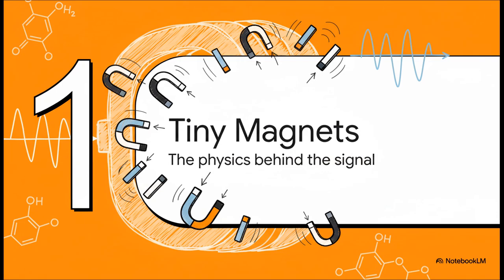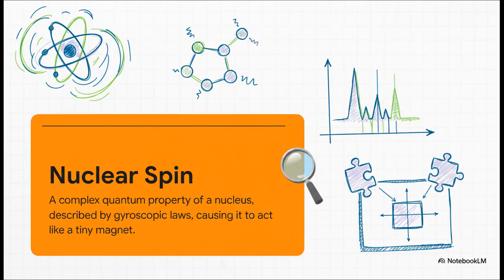To understand the code, we've got to start with the physics behind the signal. And don't worry, it's actually pretty cool. It all starts with the atoms themselves. So it turns out that some atomic nuclei, and we're going to focus on hydrogen because it's everywhere in organic chemistry, have this quantum property called spin. Now, the best way to think about it is that each hydrogen nucleus is like a tiny spinning magnet. Just imagine a microscopic compass needle. That's pretty much what we're dealing with.